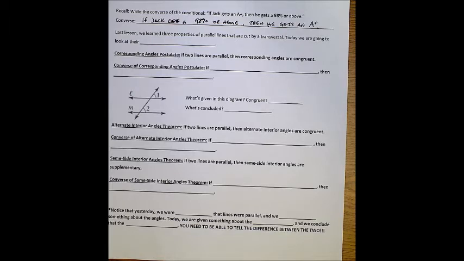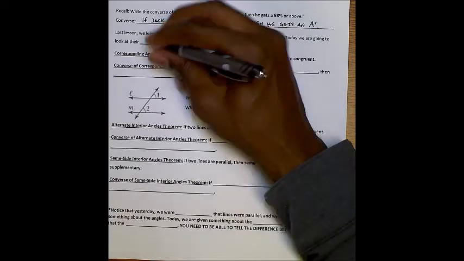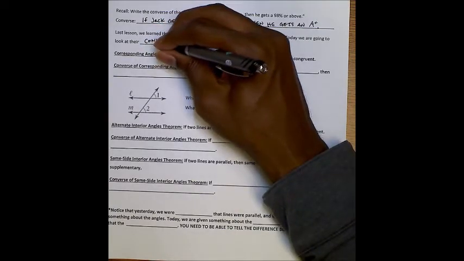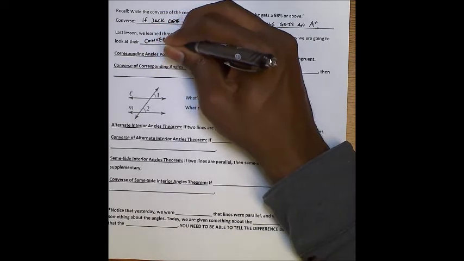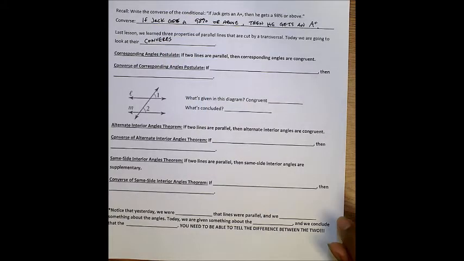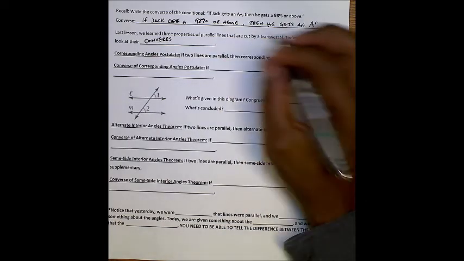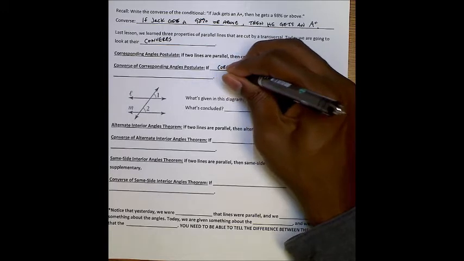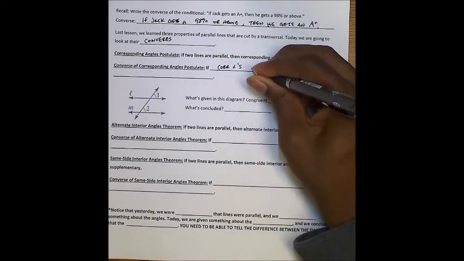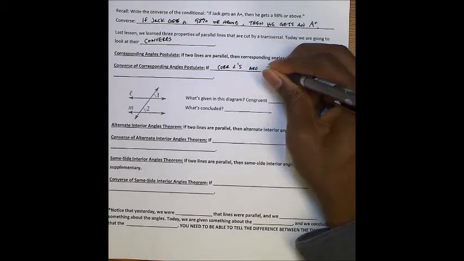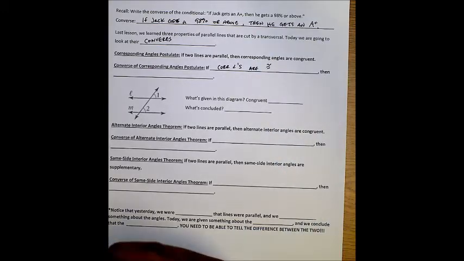Last lesson we learned three properties of parallel lines that are cut by a transversal. Today we're going to look at their converses. Let's go through and write those out. The Corresponding Angles Postulate says if two lines are parallel, then corresponding angles are congruent. The converse says that if corresponding angles are congruent, then two lines are parallel.